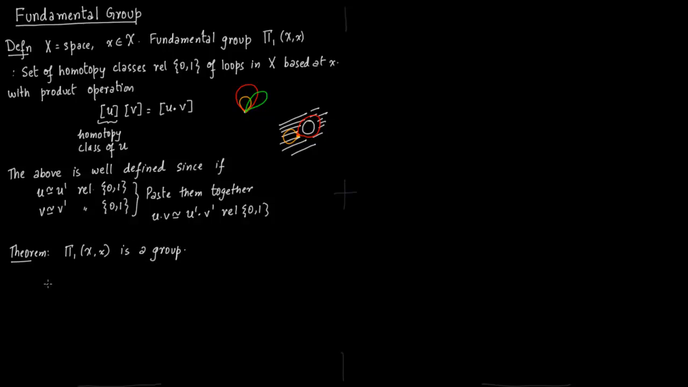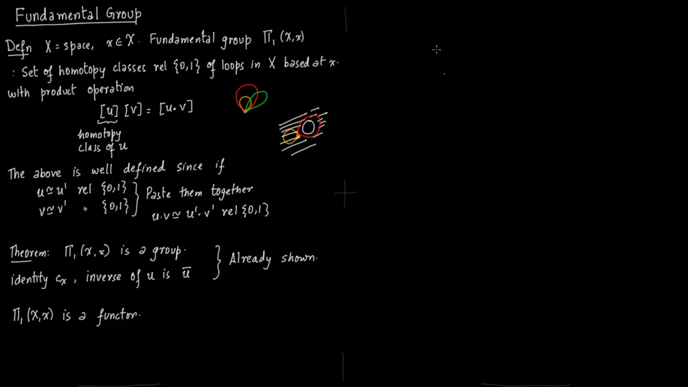This π1(X, x), with this point in the space X, is a group. So the identity is the constant path, and the inverse of the loop is given as U bar, and we have already shown this. So this is what we have done till now.